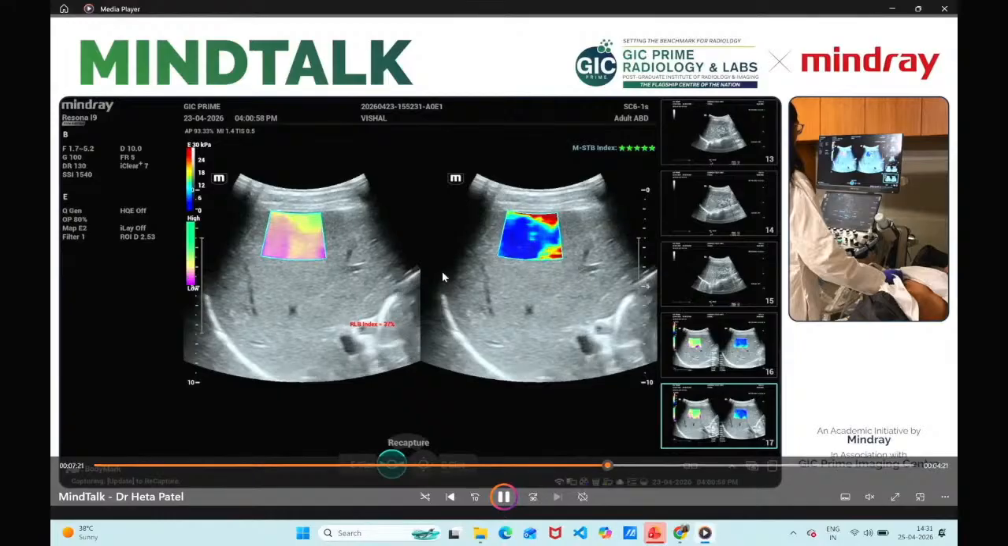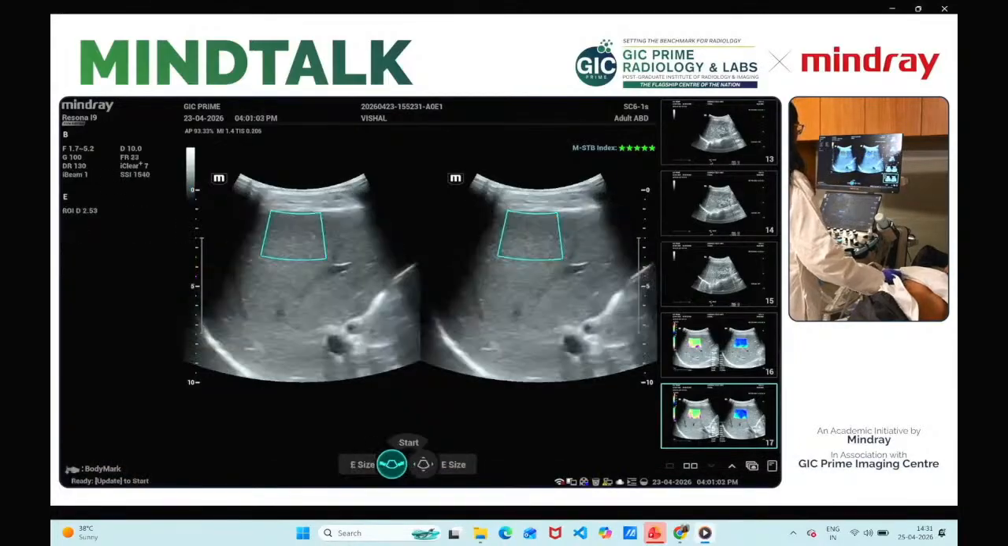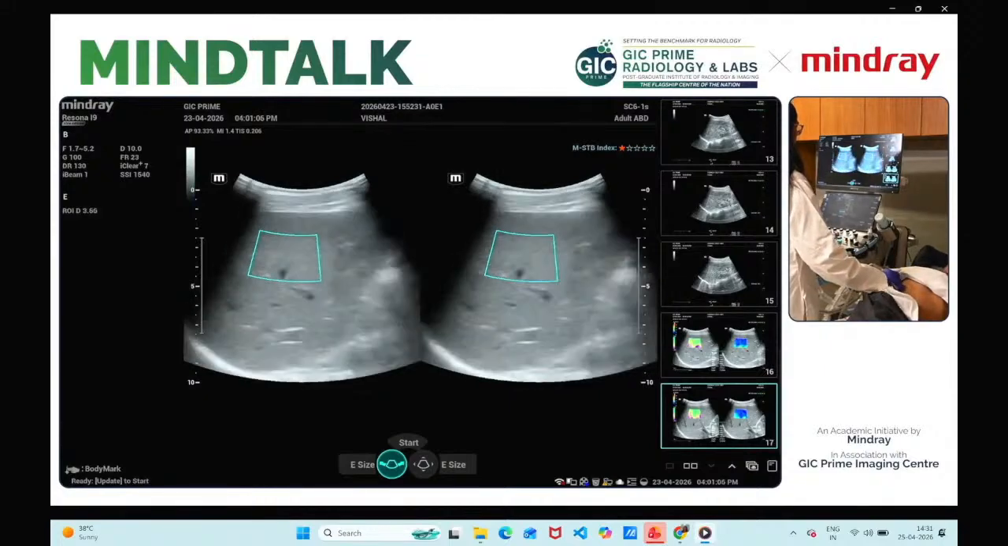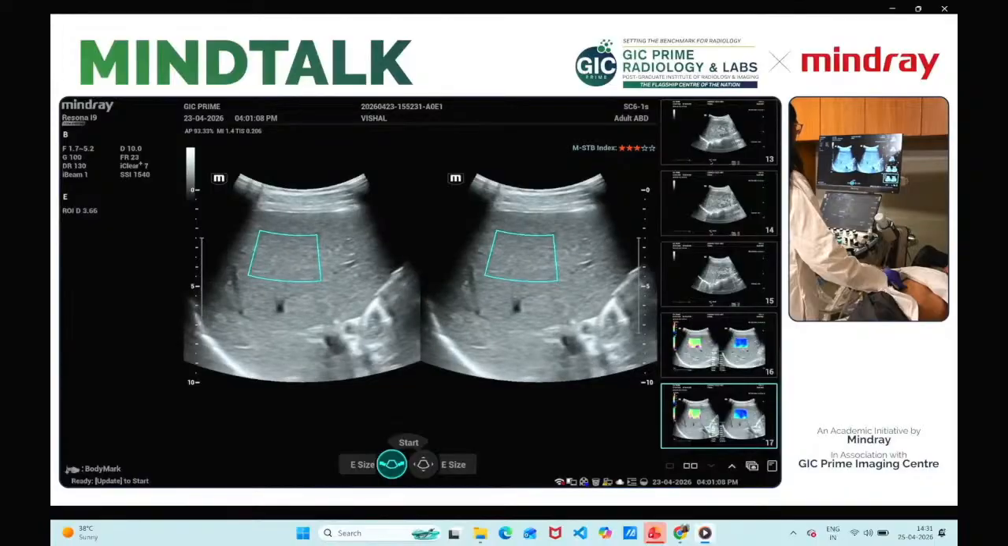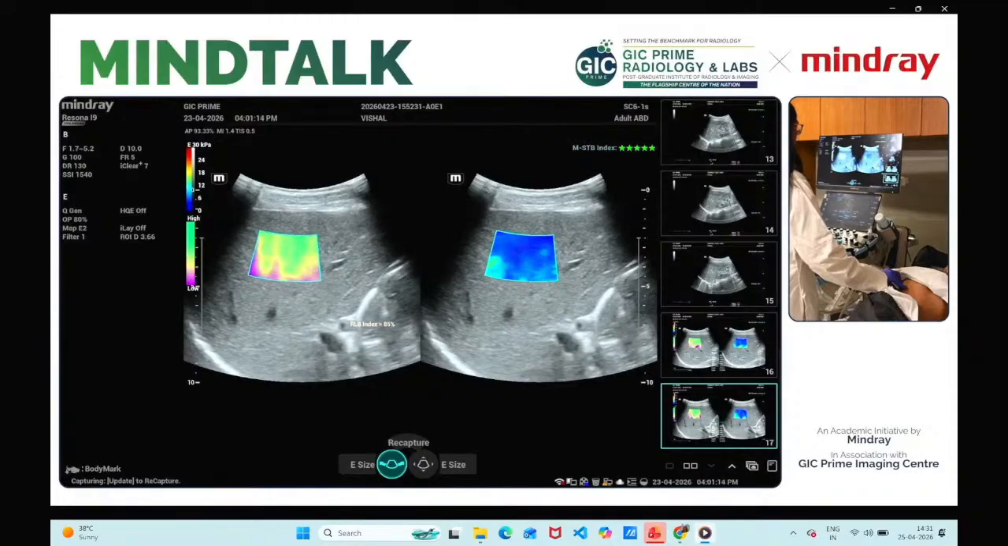Again, we can see that there are artifacts, because the box is placed very near to the capsule. I am taking measurements again. Motion stability index is good. RLB index is also good.